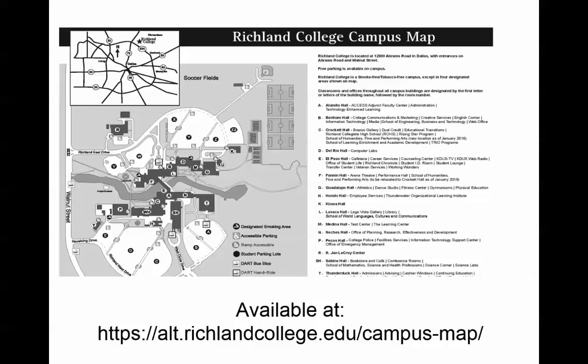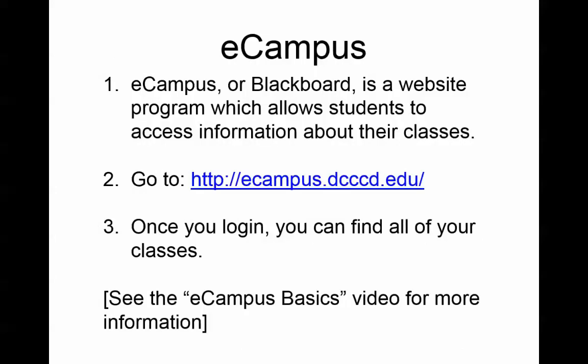Okay, next I want to point out eCampus. eCampus is our online site for all the classes. So when you go to eCampus, also called Blackboard, you will find information about each of your classes. So be sure to log in, and you can check out a lot of information for each of your classes.